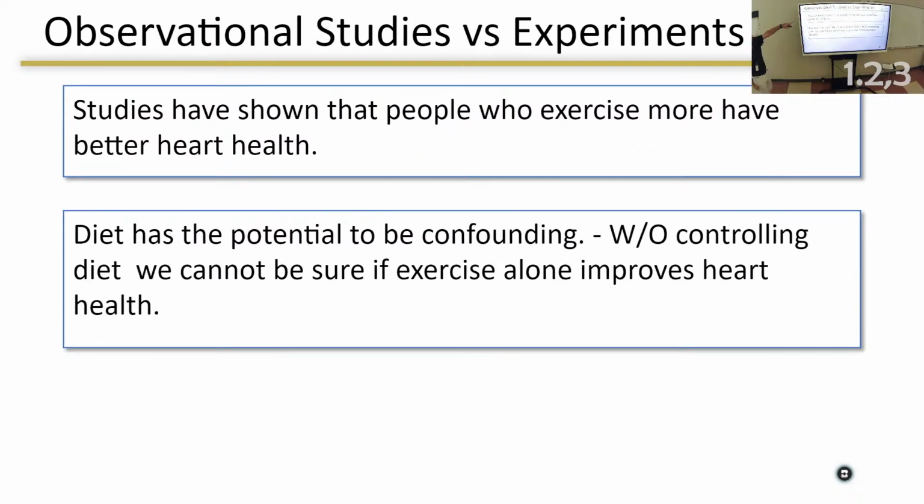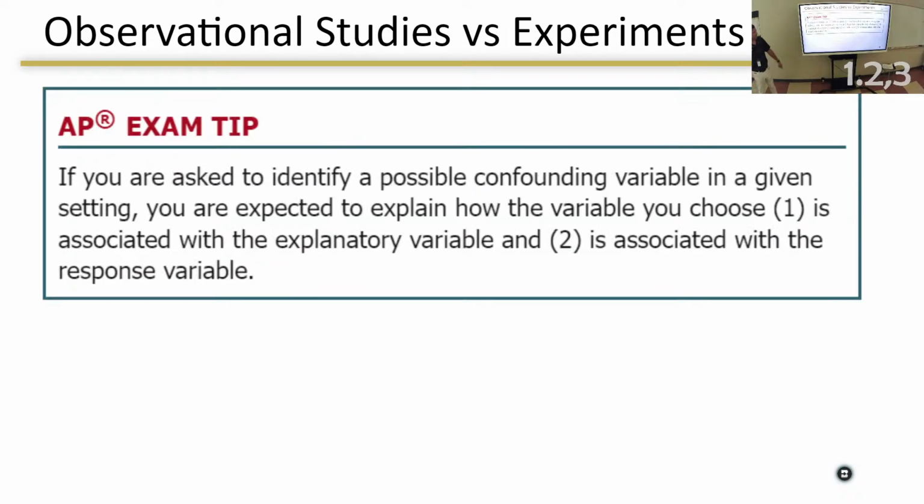Studies have shown that people who exercise more have better heart health. Diet has a potential to be confounding. I can't tell if those who exercise more also have a better diet. Is the better heart health because of the diet or because of exercising more? So diet has to link to both of them. Without controlling diet, we can't be sure if the exercise alone improves heart health. Diet confounds it. Not only is this an AP exam tip, this is your test tip, right?